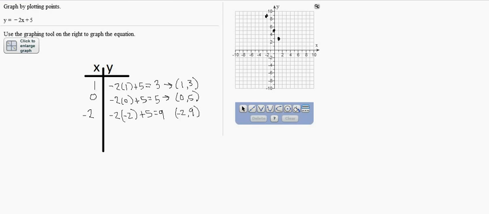So I'm going to connect my points now and make a line. On your computer you'd actually grab this little tool here and do it. I'm doing it in a different screen, so I had to grab something different, but you would connect your points and that would be your line.